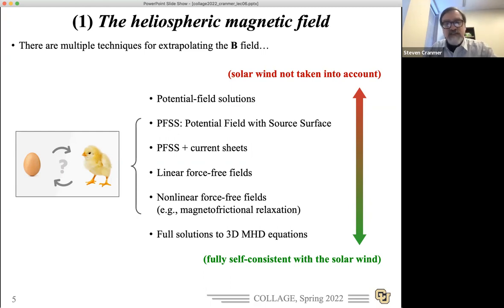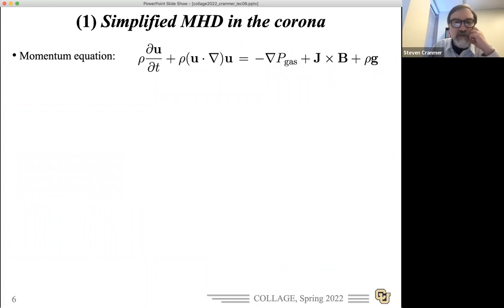But in between, it's a little bit of a chicken and the egg problem, as I showed here. You have to assume some things about the magnetic field, assume some things about the solar wind, and see how well they play together. We'll talk a little bit about these as we go forward. I don't think I'll provide examples of every single one here, but yeah, we'll talk about the progression here. So yeah, starting at the top, where we're not really thinking too much about the solar wind yet, we have to think about what are the dominant terms in the MHD equations, right?